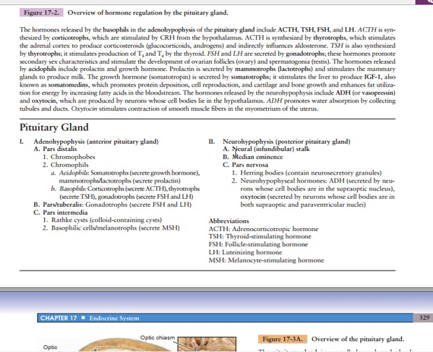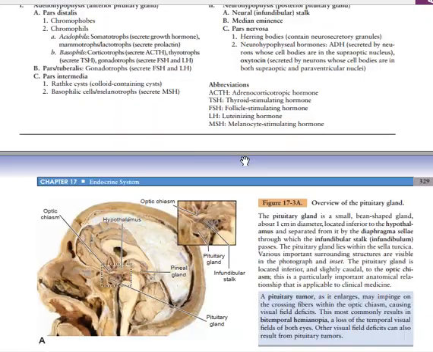Now, the next one, we have the neurohypophysis. The neurohypophysis is made up of the neural stalk or the infundibular stalk. It's made up of the median eminence and the pars nervosa. The pars nervosa consists of the Herring bodies and the neurohypophyseal hormones: antidiuretic hormone, and the next hormone is oxytocin.